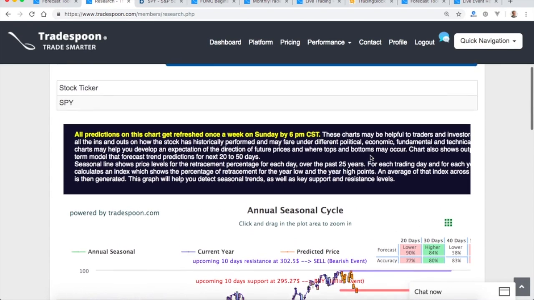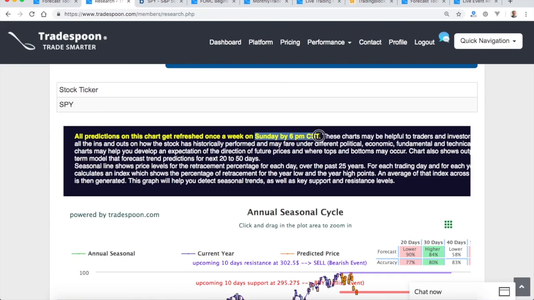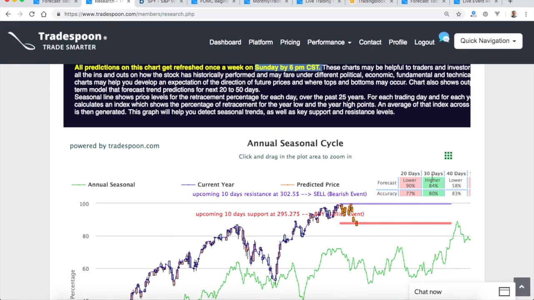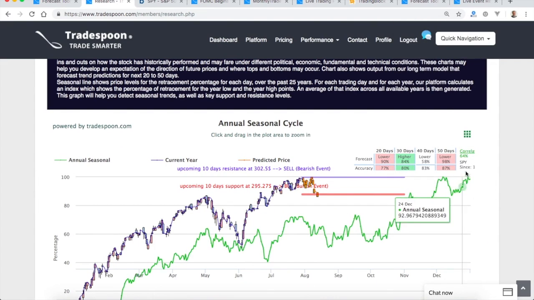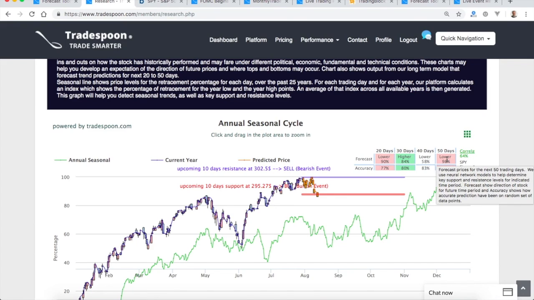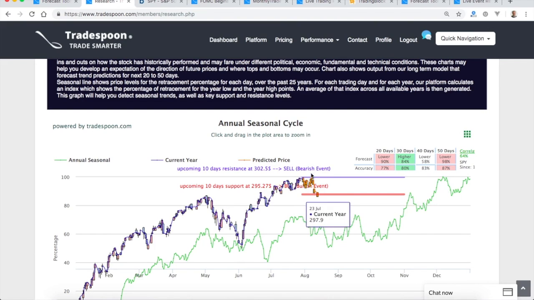Looking now at the seasonal chart, this is a different model. It runs on the weekend at 6 p.m. Central and makes predictions for the next 50 days. So it runs 20, 30, 40 days and 50 days. And for the 50 days, you can see, based on the seasonal chart and the TradeSpoon Bulls and Bears model, that 3 predictions are lower out of 4. Then you can look at the accuracy, and when that signal is generated, usually 80% of the time the market will trade lower than it was on Sunday.